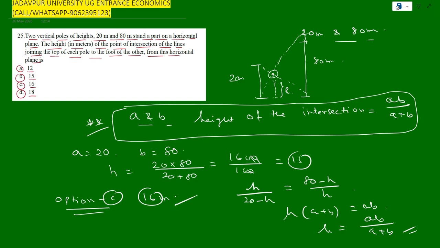So basically, given A is 20, B is 80, the formula is H equals AB by A plus B. Now substitute the values. So we get H equal to 16 meters. Okay, very, very nice question. So today we learned two poles crossed. Students panicked, but mathematics calmly said, relax beta, just use the shortcut. And we have used it.